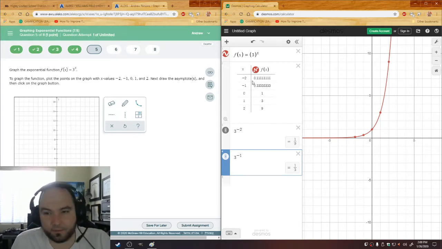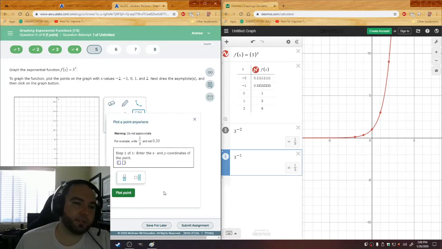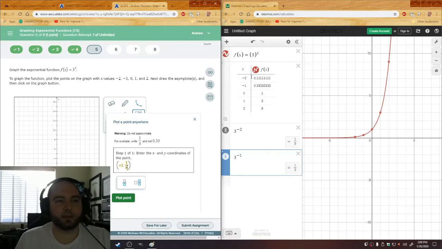Desmos will not be happy if you type 0.11111. If you type exactly this, you're exactly wrong because this is 1 forever. Desmos just has to cut it off somewhere. They will be much happier if you typed the following: -2, 1/9, because -2 made this, which we saw down here, is 1/9.